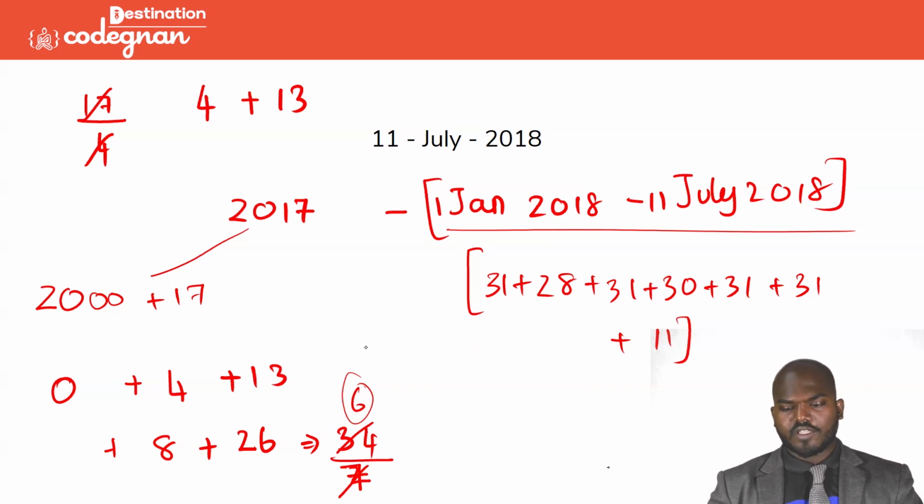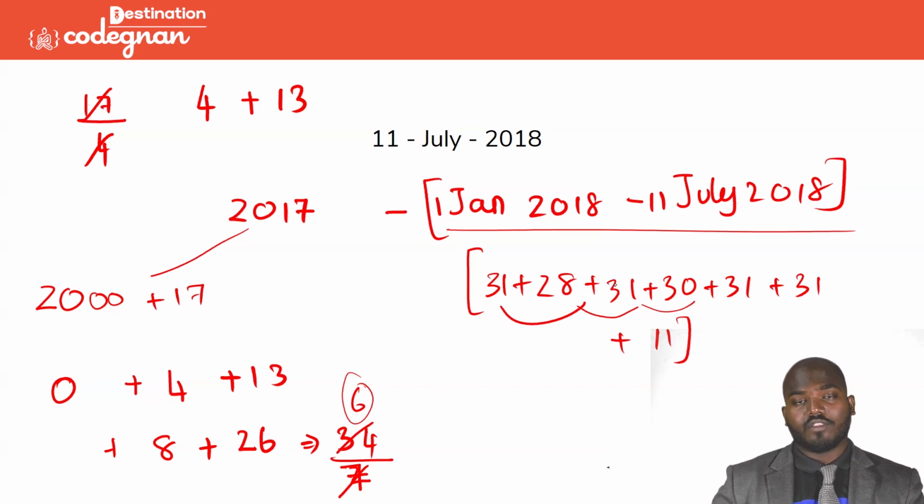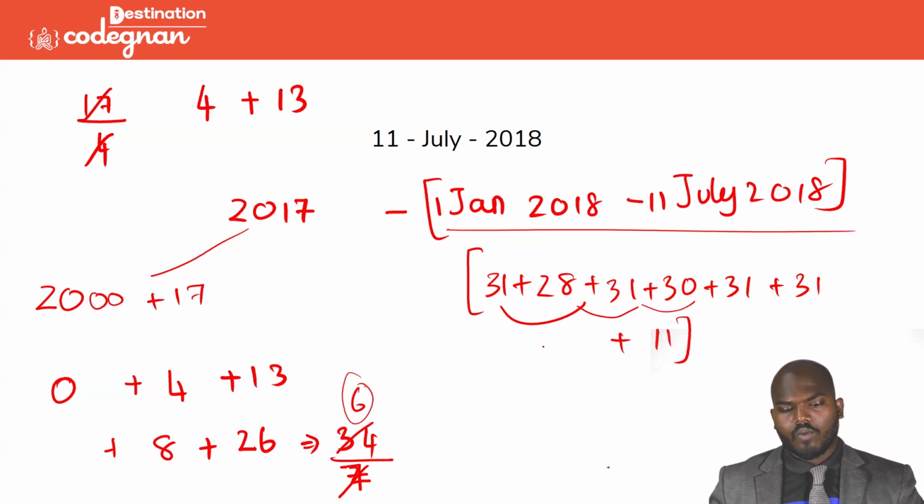Okay, so 31 plus 28 is equal to what? 31 plus 28, we can call it 59. 59 plus 31, we can call it 90. 90 plus 30, we can call it 120. So 120 plus 31, 151. So 151 plus 30, 181. 181 plus 13, 194. So 194 we are having here.